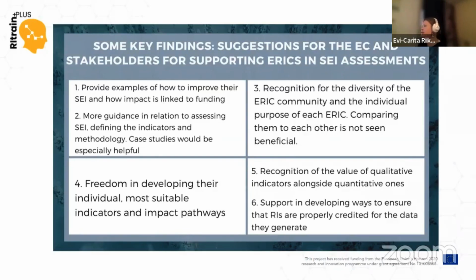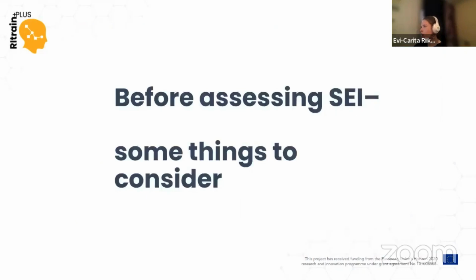Also, what was mentioned was the need to recognize the value of qualitative indicators alongside quantitative ones. So not just measure things with numbers, but also add a narrative element to be able to really tell the story about impact to support the quantitative measurements. And also they would welcome some support from the Commission and stakeholders to develop the ways to ensure that the RIs are properly credited for the data they generate. So there should be cooperation about this as well. So these were the key findings from the survey.